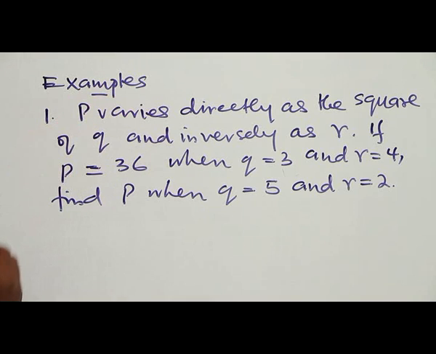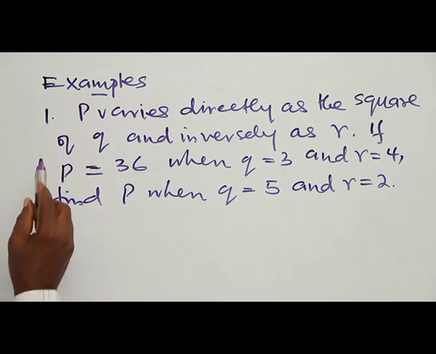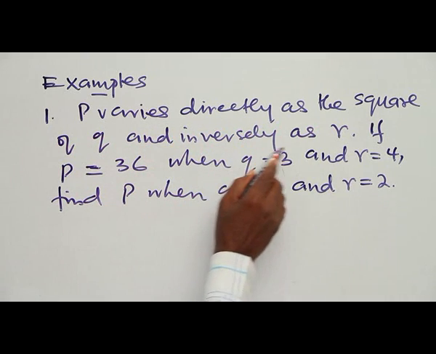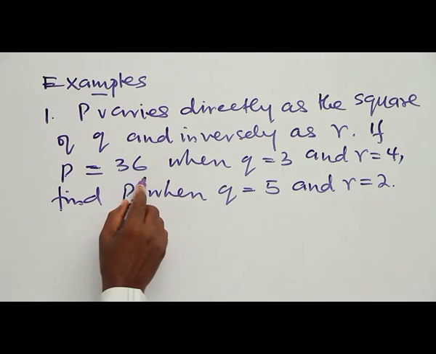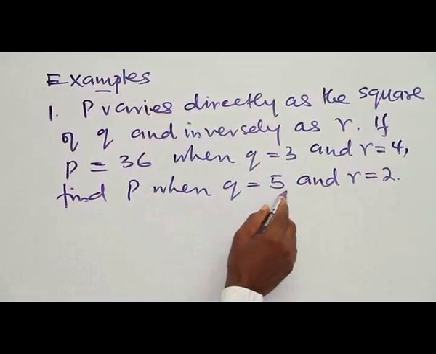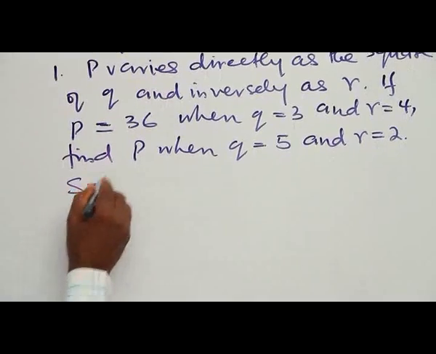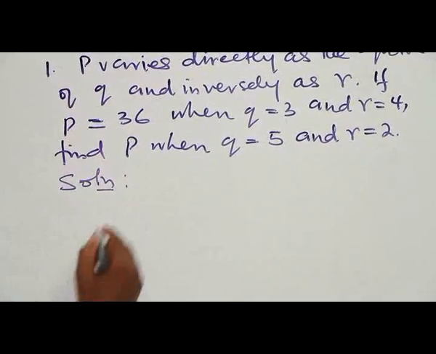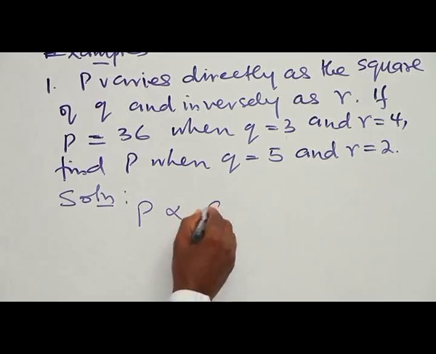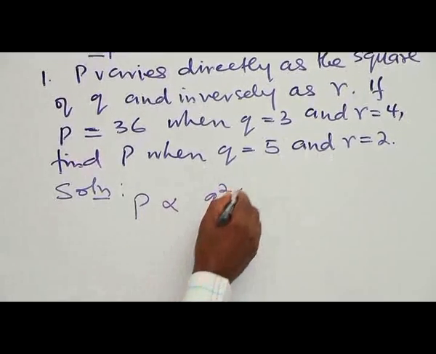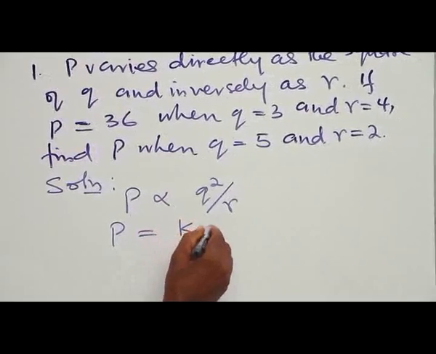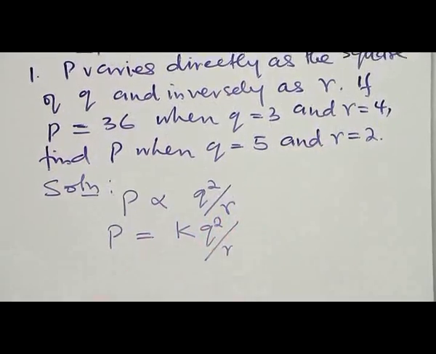Let's take the first example under joint and partial variation. Number 1. P varies directly as the square of Q and inversely as R. If P is equal to 36, when Q is equal to 3, and R equal to 4, find P when Q is equal to 5 and R is equal to 2. Solution. Let's say the question again. P varies directly as the square of Q and inversely as R. In other words, our P is equal to KQ squared all over R.